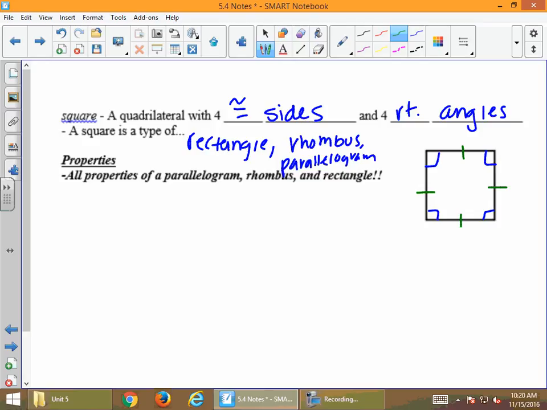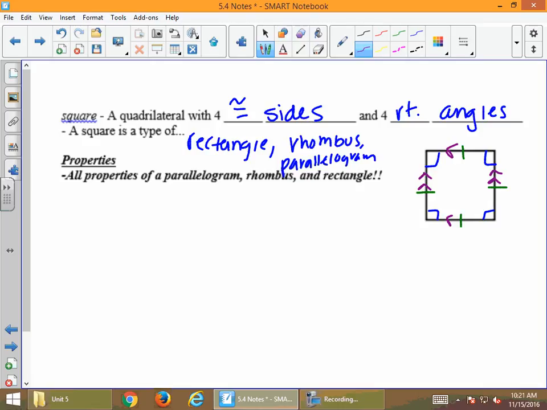What else do we know? We know it's a parallelogram. What do we know about the opposite sides? They're congruent. They're also what? Parallel. The opposite sides are parallel in the square. What do we know about the opposite angles? They're congruent. They're both 90. What do we know about the angles next to each other? They add to 180. 90 plus 90 is 180. That's still true in a square.